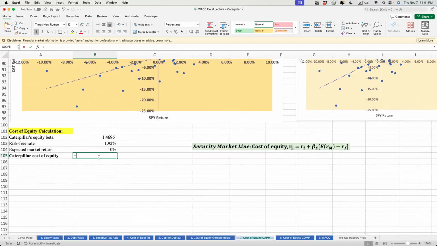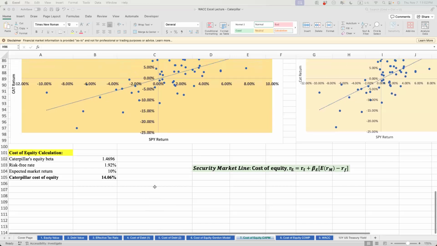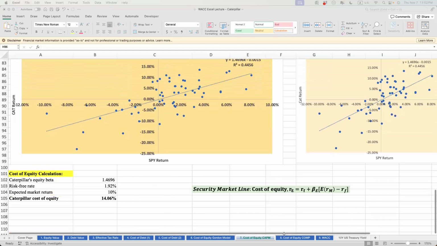Then the cost of equity is just equal to the risk-free rate, following the formulas here, plus beta multiplied by the difference between market return and the risk-free return. Now you have your cost of equity calculated using the capital asset pricing model. Then we move on to the next method.